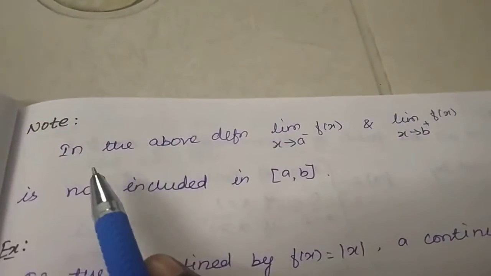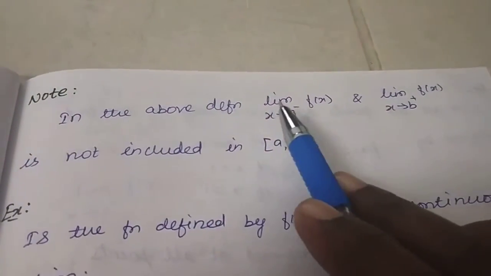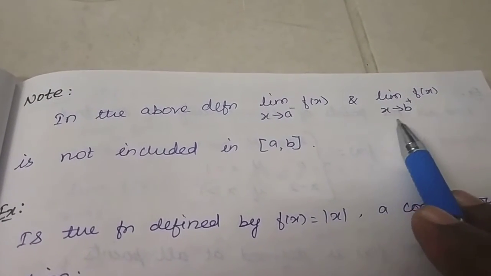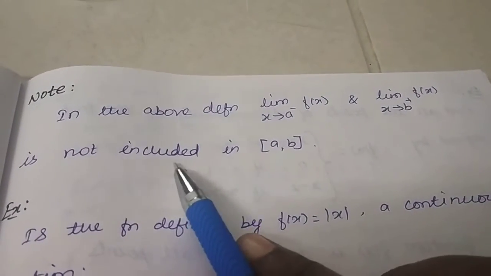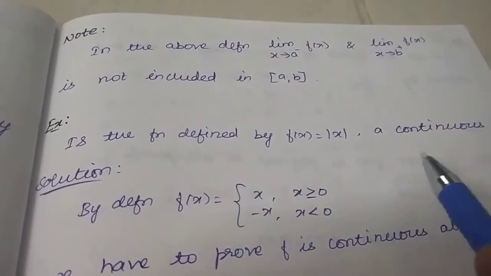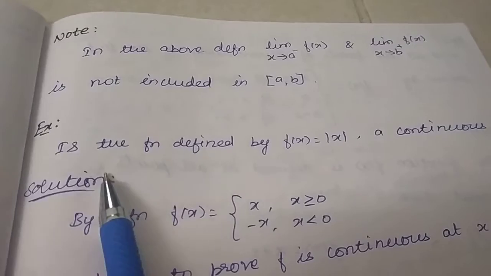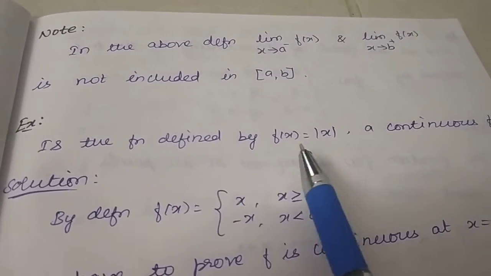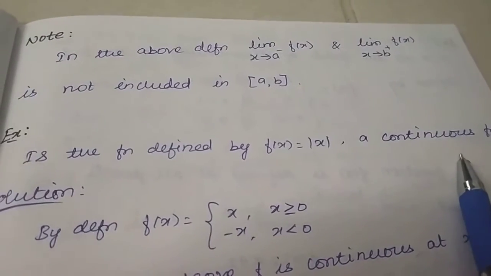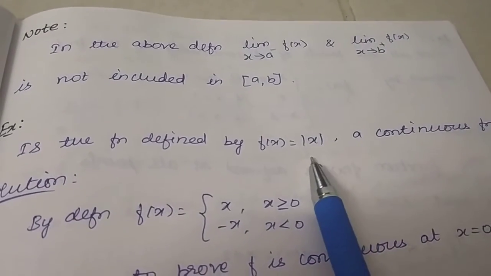Here I have given a note. In the above definition, limit x tends to a minus of f of x and limit x tending to b plus of f of x are not included in this interval. Okay, so let us see an example. Is the function defined by f of x equal to modulus of x a continuous function? So we have to check whether this is a continuous function.